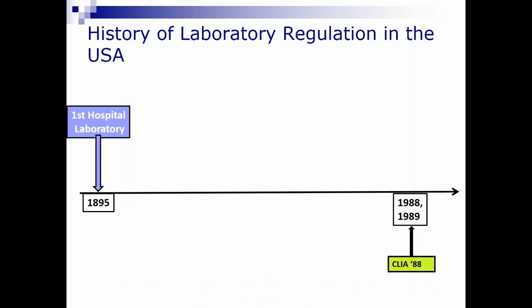So it took from 1895 to 1988 for the US to codify laboratory quality into law. The CLIA law was passed in 1988 and actually was applied around 1992. So I just wanted to show you that it took 100 years of sort of trial and error and bungling and so forth to get to that point, okay?